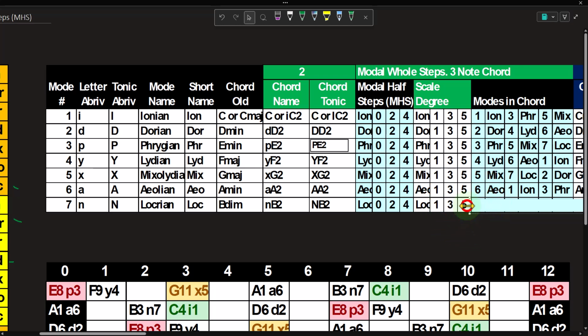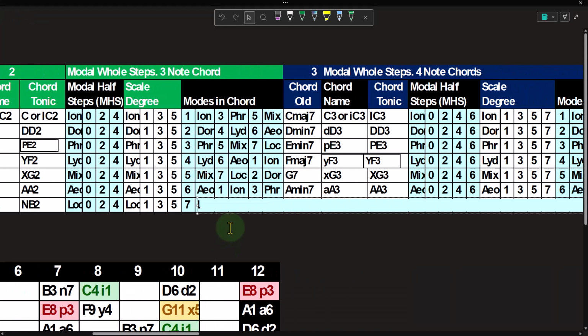But I don't want to make that the 1, because if I keep it as the 7, I can name the nodes to build the Locrian. 7 plus 2 goes around the horn to 2, plus 2 goes to 4. So I can say this Locrian triad has 7, 2, 4, or Locrian, Dorian, Lydian nodes. All right, this is where it gets weird.